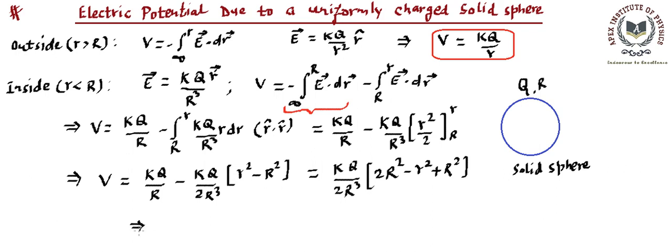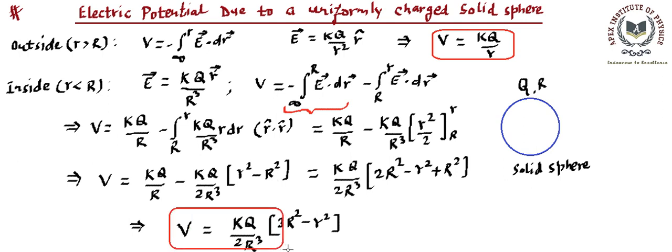So we will get the formula V is equal to kq upon 2R cube, within the bracket 3 capital R square minus small r square. It's a little bit complicated, but it's an important result that has to be understood and practiced to remember. So this formula is for potential inside the solid sphere. This formula is for potential outside the solid sphere.